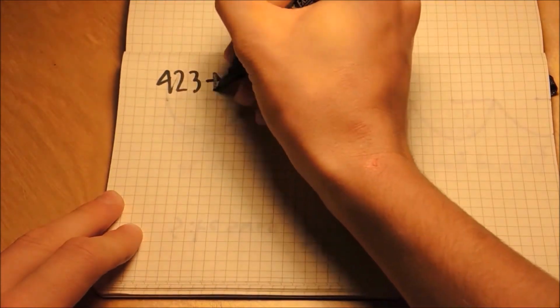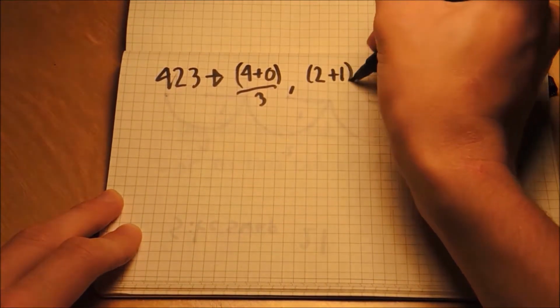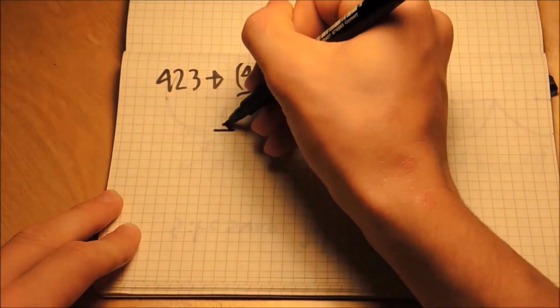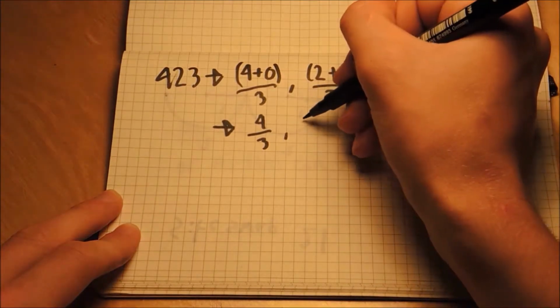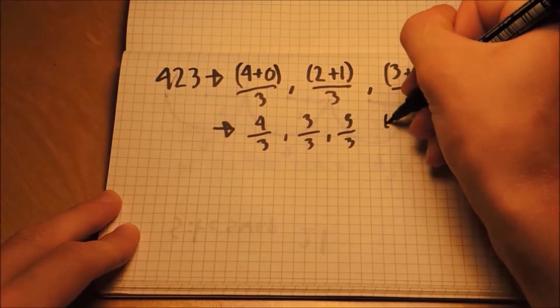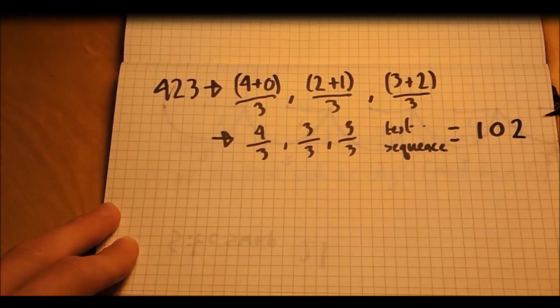So here's what taking the test sequence of 4, 2, 3 would look like. First, you add 0 to the first term, 1 to the second, and then 2 to the third. Then you have to divide each of these by 3, which is the total number of terms in this sequence, the period. Then finally, to find the test sequence, you need to take the remainder of each of these. So for this sequence, 1, 0, 2.